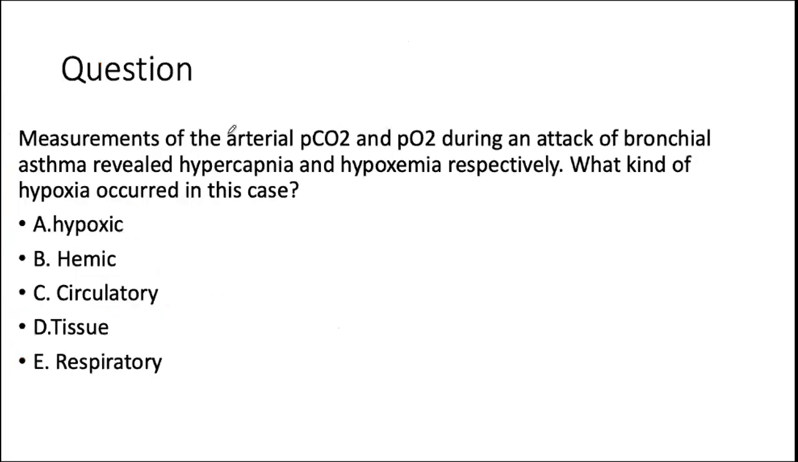Let's look at a quick question under it. A patient's arterial blood pressure, partial pressure of carbon dioxide, and partial pressure of oxygen were measured during an attack of bronchial asthma. What is bronchial asthma? It's a kind of respiratory obstructive disease. The measurements revealed a hypocapnia and a hypoxemia respectively. What kind of hypoxia is this? This hypoxia would be, you got it right, a circulatory hypoxia, because there is a problem with oxygen being diffused into the lungs to the next stage.